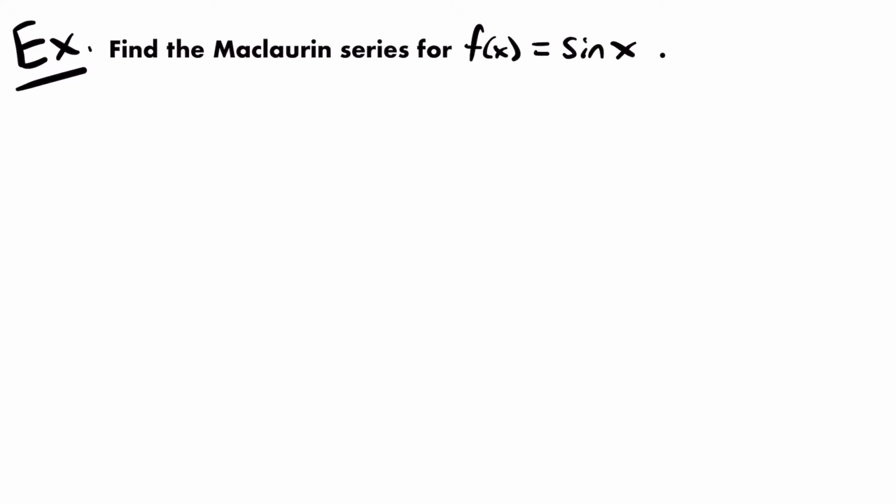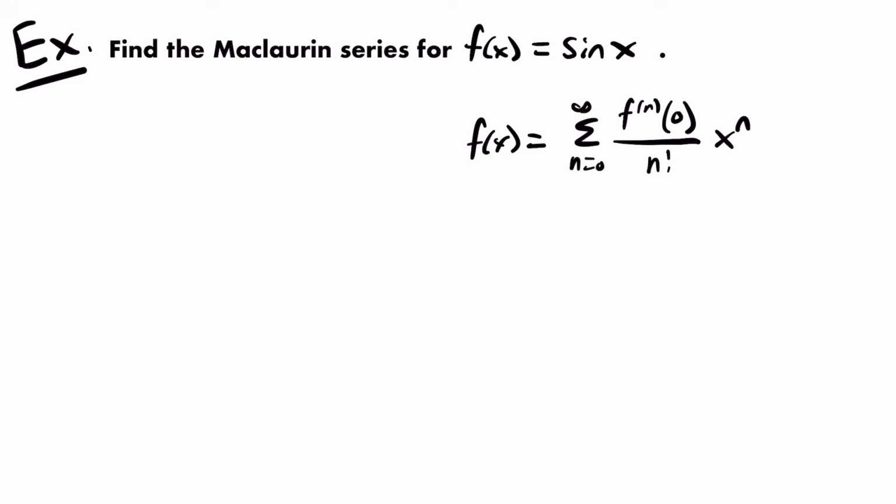We want it in the form of a Maclaurin series, which is the sum from n equals 0 to infinity of the nth derivative evaluated at c, which will be 0, divided by n factorial, times x to the power of n. That's what we want f of x to be equal to. The first step in getting to this form is to write out the first couple derivatives of our function. We know that f of x is equal to sine x, and so the first derivative, f prime of x, will be equal to cosine x, right? The derivative of sine is cosine.